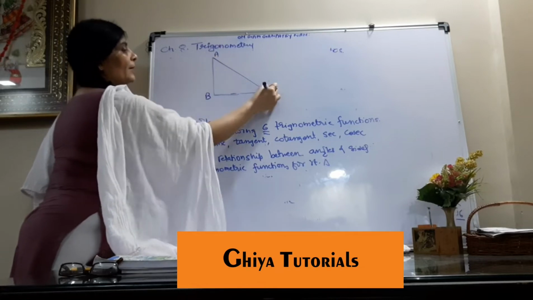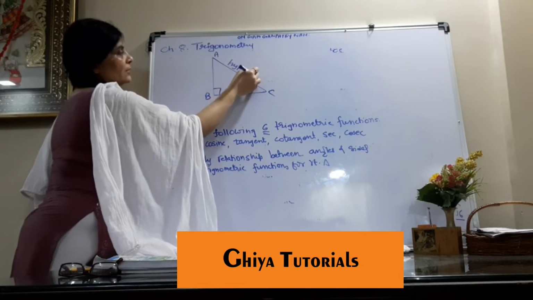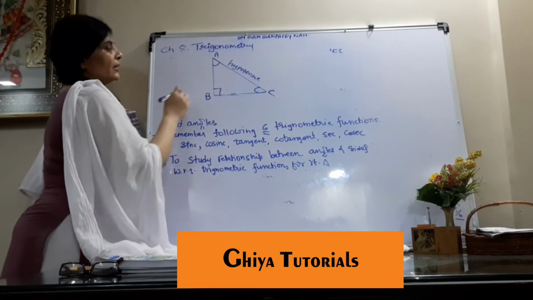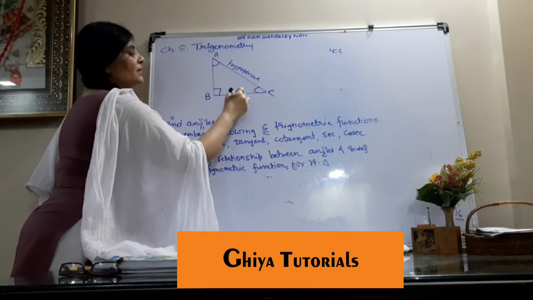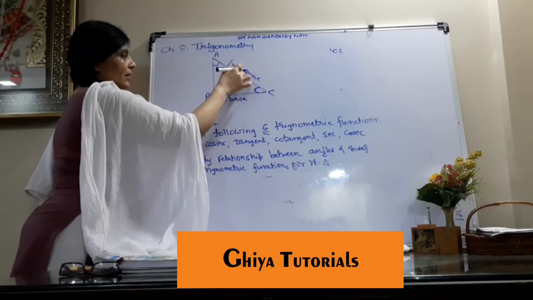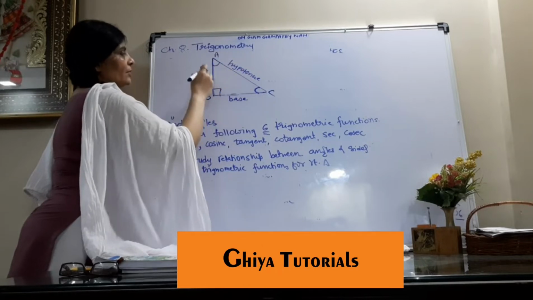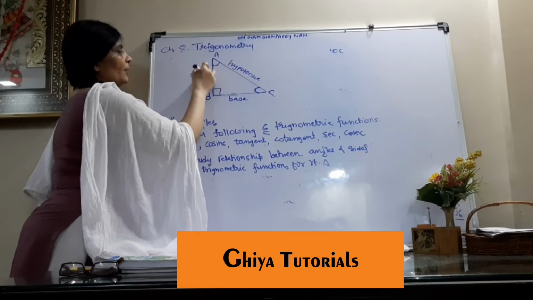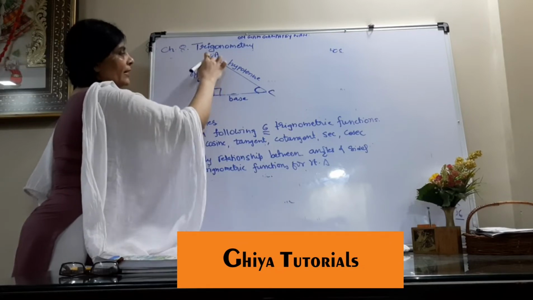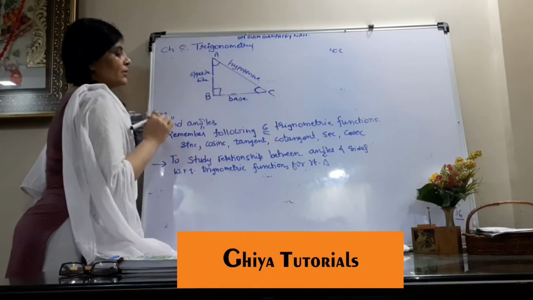Let triangle ABC be given. We know AC is the hypotenuse. Angle A and angle C will be acute angles. Consider BC as the base. With respect to angle C, the side opposite to it, AB, will be the opposite side. So the opposite side is denoted by O, the base by B, and the hypotenuse by H.